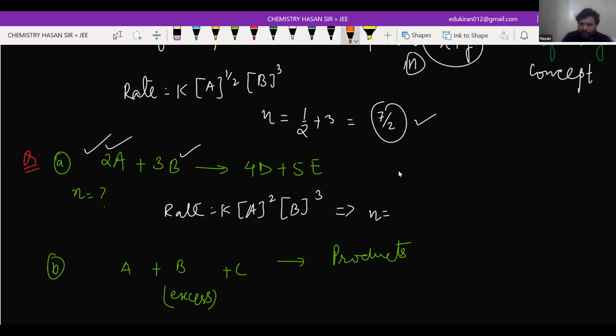Fadil, Savez, Harif. No answer from anyone. Yes, sir. What is the order of reaction? Sir, 5. 5. Very good. So in the same way, please calculate the order of reaction for this.